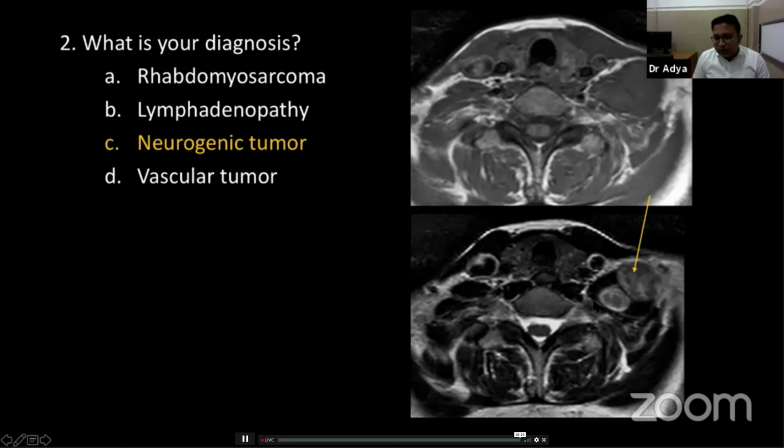So coming to the affected side, this lesion is causing displacement of the scalenus anterior muscle anteriorly and displacement of the scalenus medius and posterior complex posteriorly. And it is occupying the space between these two muscles. So what is the normal structure which resides between these two muscles? It's the roots and trunks of the brachial plexus. So this lesion must have been arising from the nerve roots or trunks. So it is a neurogenic tumor.